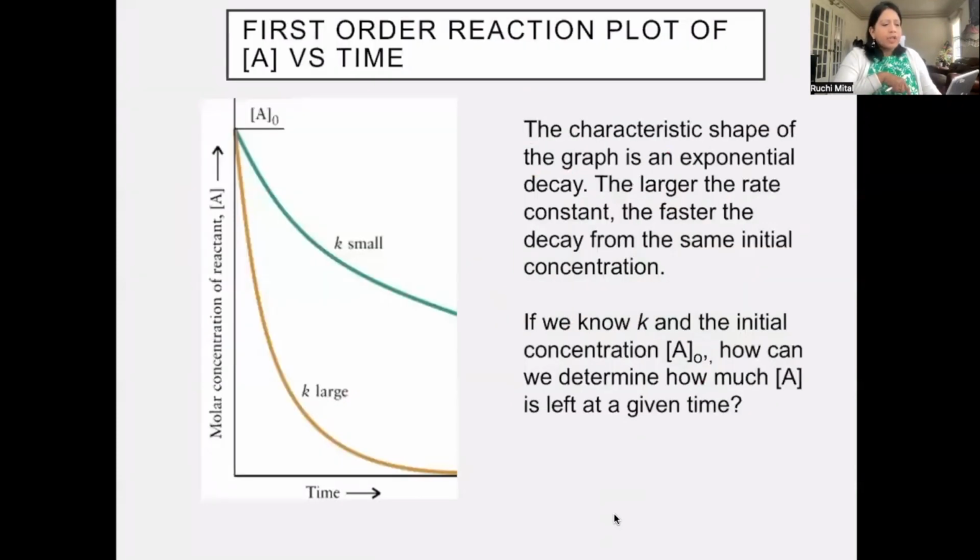Now, in a first order reaction, if you plot the concentration of your reactant versus time, by looking at the shape of the graph, you can figure out if the value of your rate constant k is going to be small or large. The characteristic shape of the graph is an exponential decay. The larger the rate constant, the faster the decay from the same initial concentration. If we know the k and the initial concentration, how can you determine how much A is left at a given time?